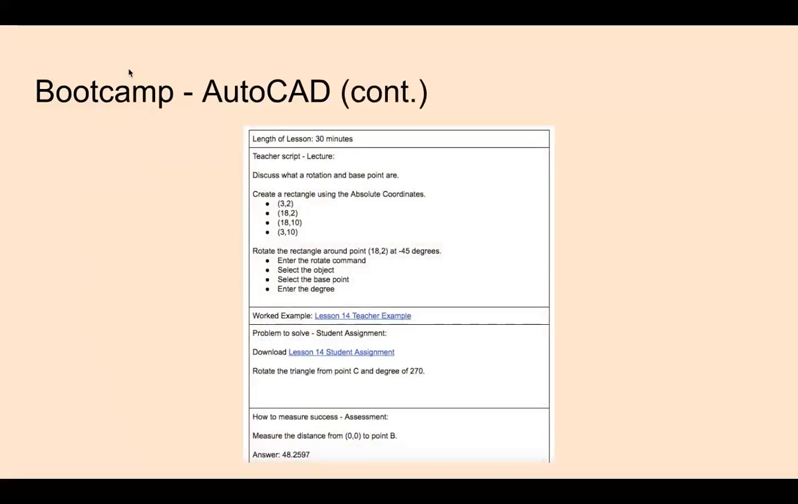So a teacher script could be: discuss what a rotation and base point are. I create a rectangle using absolute coordinates. Rotate the rectangle around two different points at a negative 45 degrees. And then what you could do is create an example, like we've done here, that students can open up and see, oh, this is the correct way to do it, this is the incorrect way, and this is where you start, and then how you'll measure success.